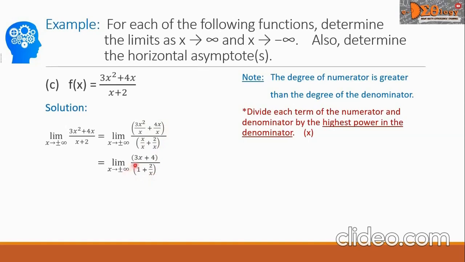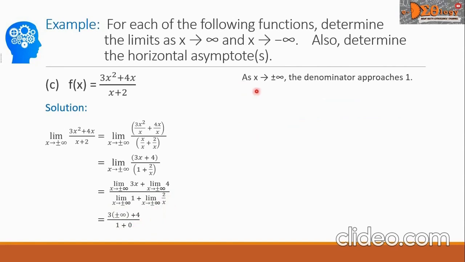Now let us take the limit of each of the terms in the numerator and denominator respectively, and the expression becomes like this. Let us simplify each of the limits. The limit of 3x as x approaches plus or minus infinity, we write here 3 times plus or minus infinity. Then plus the limit of the constant 4 as x approaches plus or minus infinity is simply 4, all over the limit of the constant 1 as x approaches plus or minus infinity is simply 1, plus the limit of 2 over x as x approaches plus or minus infinity becomes 0.